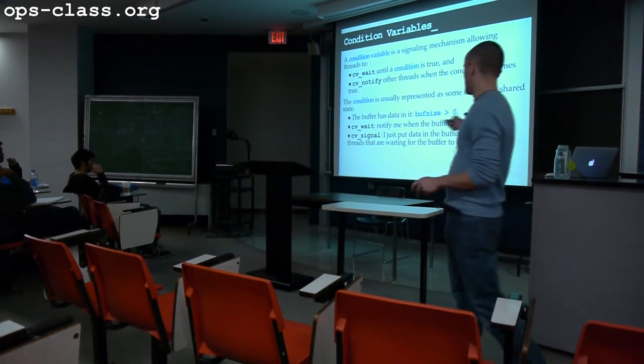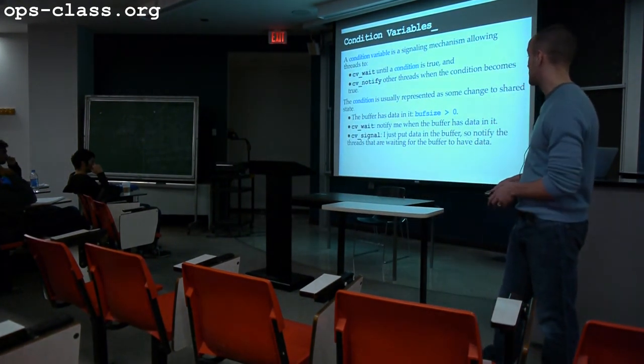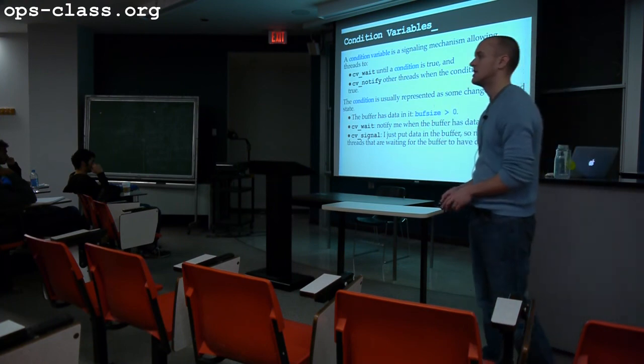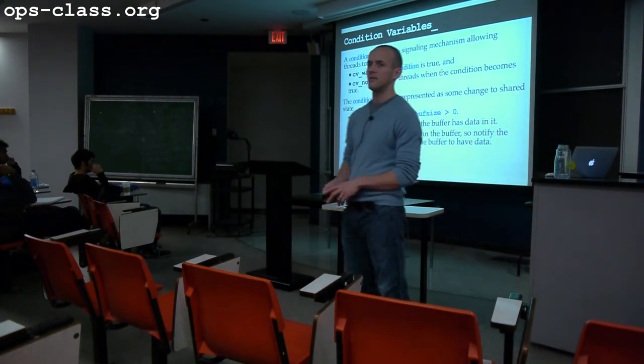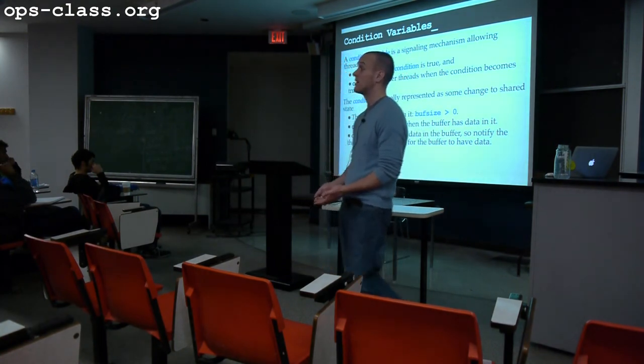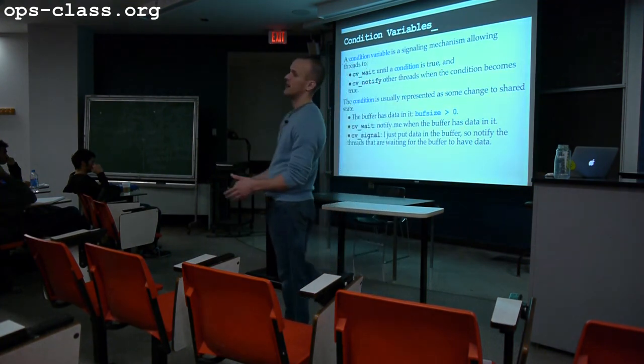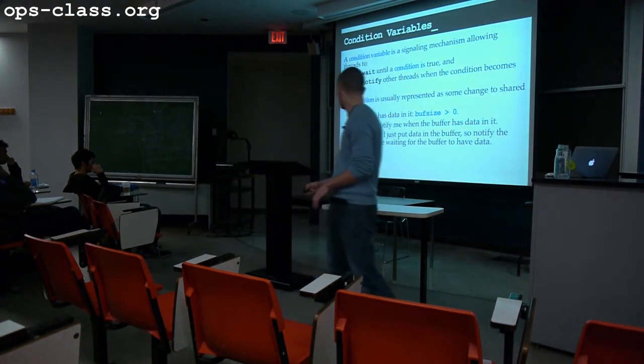And again, the CV signal is just a way of notifying other threads that there's data in the buffer now. I filled the buffer and some other thread might be waiting, or might not be waiting. I might just change the state, and then when the thread shows up to access the buffer, it might find data there and just proceed.